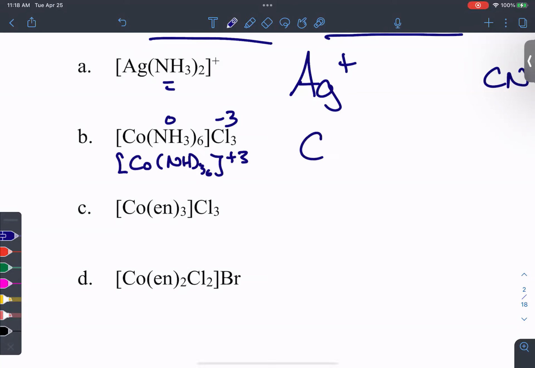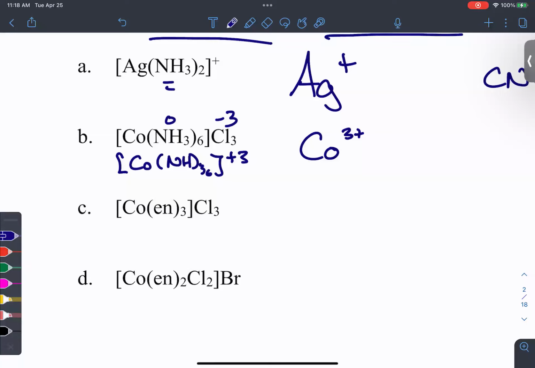So what does the charge of cobalt have to be? +3, because there are neutral ammonias there. And so again, take inventory of all the charges, like this was chapter 2 in 1210 or whatever. Take inventory of those charges to figure out what that transition metal charge is.